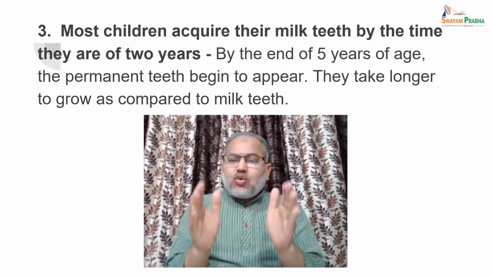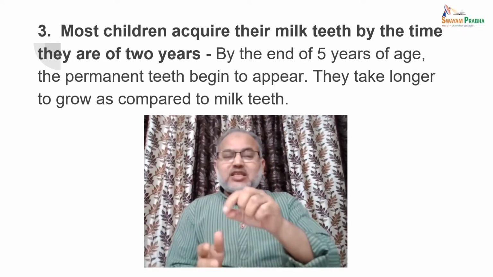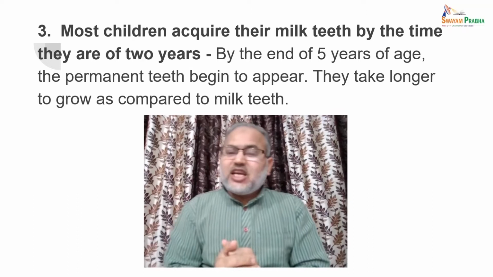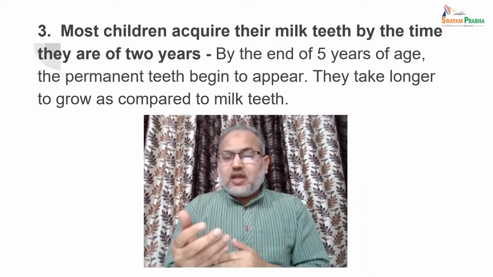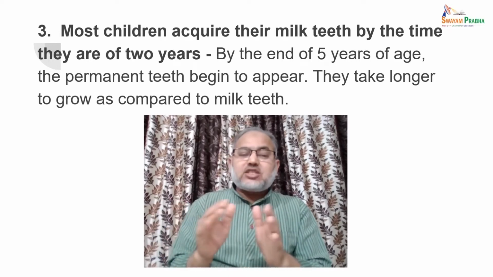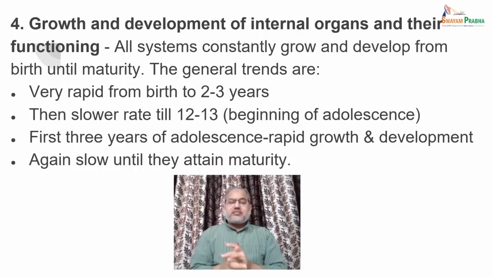Most children acquire their milk teeth by the time they are 2 years old. By the end of 5 years of age, the permanent teeth begin to appear. They take longer to grow as compared to milk teeth.